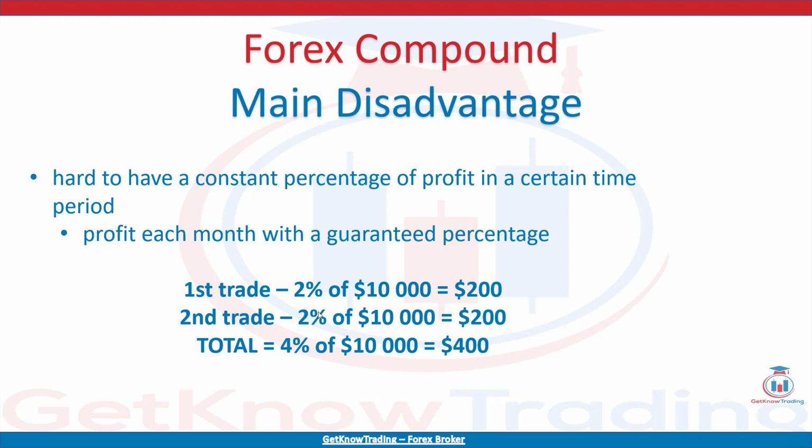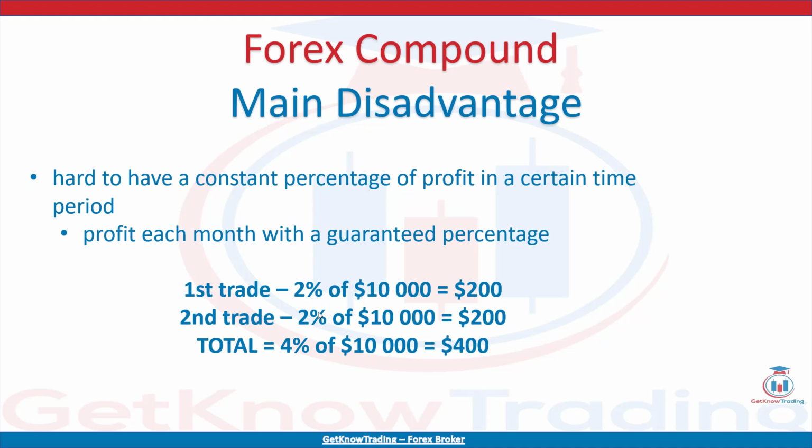The main disadvantage of compound interest in Forex is that it is hard to have a constant percentage of profit in a certain time period. It's not easy to find a strategy that will give you profit each month with a guaranteed percentage. If that were easy, then all of us would be rich with Forex trading. For example, if you have a time period of a month with a 2% target, you would need to open at least one trade that would bring you 2% of profit. That would look like this. One trade with 2% of $10,000 equals $200.